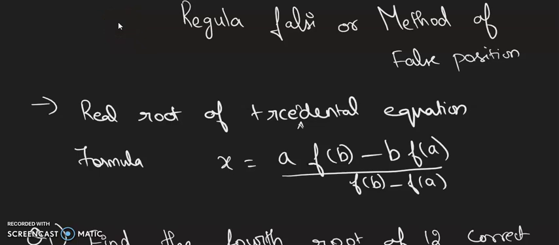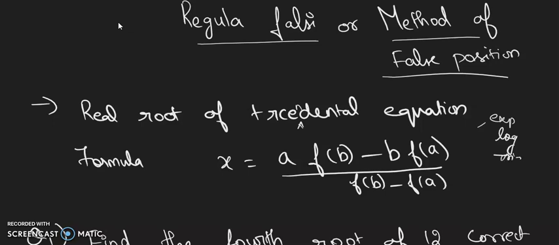Hello. So in this video, let's see problems in Regula Falsi method or method of false position. Both the names are same. So what is so special about this method? Here also we'll find the real root of a transcendental equation. So what are those? The equation that contains exponential function or log or trigonometric functions and so on, we call it a transcendental equation.